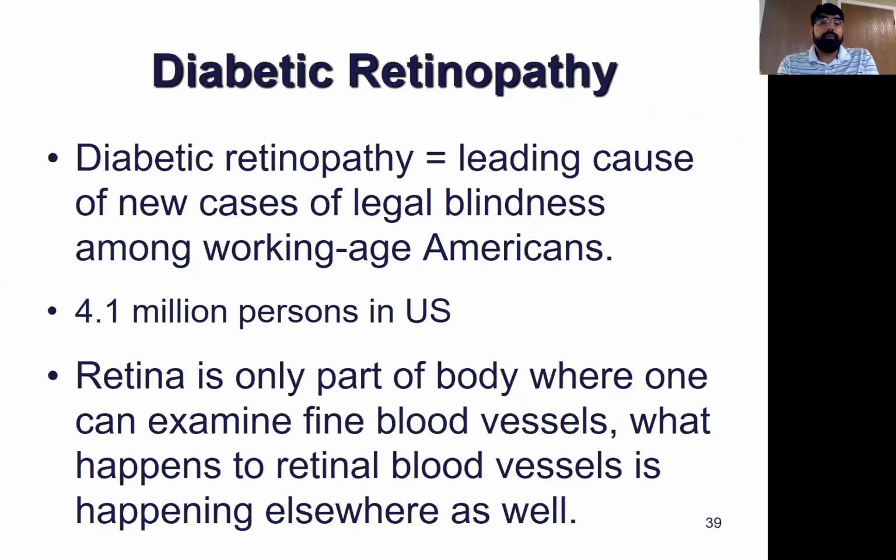Over 4 million people have it, and the retina is the only part of the body where one can examine these fine blood vessels with small capillaries. What is happening to the retina is happening to the rest of the body as well. So it's important to understand how your retina is doing in terms of any bleeding, abnormal blood vessels, or swelling of the retina, because all these things indicate that some damage is going on with the blood vessels due to the high sugar, high blood pressure, and high cholesterol associated with having diabetes or metabolic syndrome.